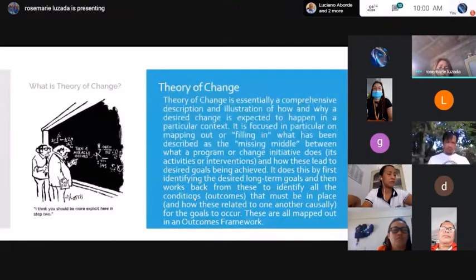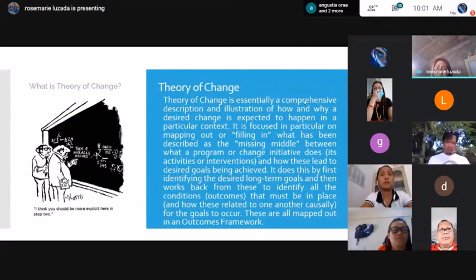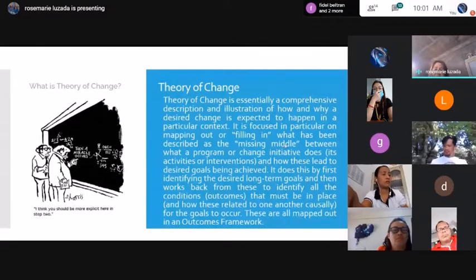Okay, so first, let us pick up this theory of change. Theory of change is essentially a comprehensive description and illustration of how and why a desired change is expected to happen in a particular context. It is focused in particular on mapping out or filling in what has been described as the missing middle between what a program or change initiative does, its activities or the interventions, and how this leads to desired goals being achieved.